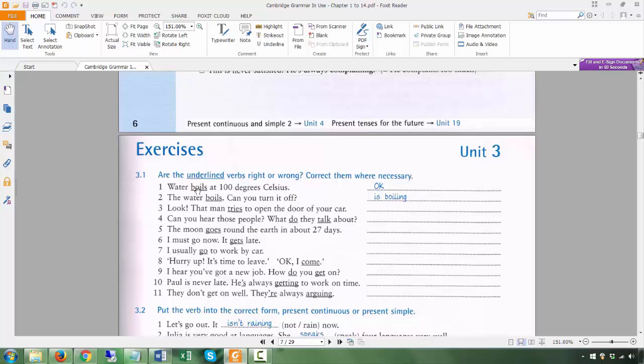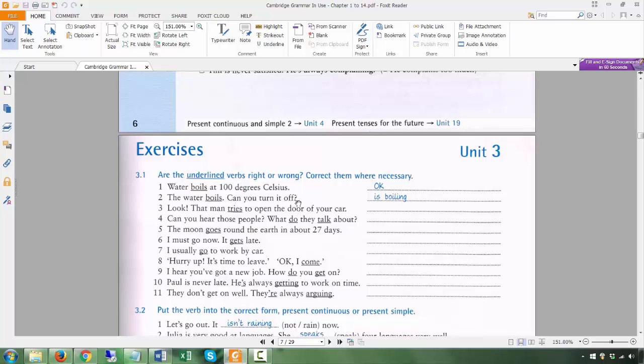Yeah, we use the present simple because it's a fact. It happens regularly. It's true. So it's okay. So you write okay. The water boils. Can you turn it off? So obviously, this is happening right now. So you don't say the water boils, present simple, this regularly happens. No, you're saying this: the water is boiling right now. So the water is boiling. So there's a correction. So you just correct it.